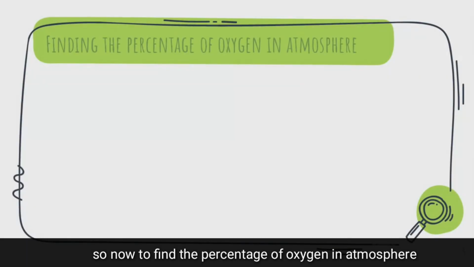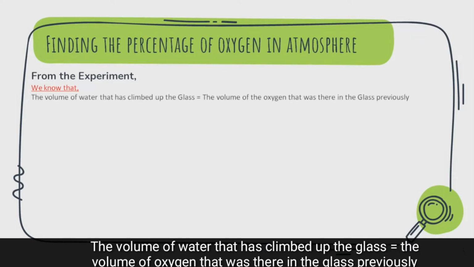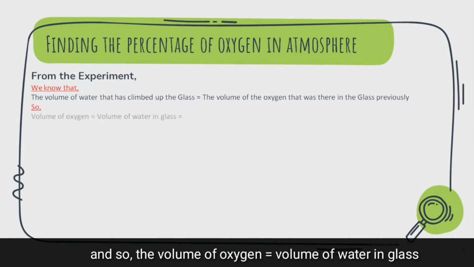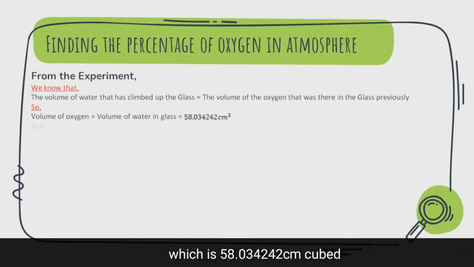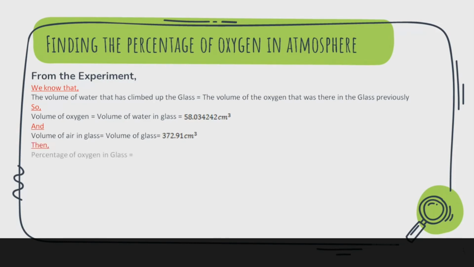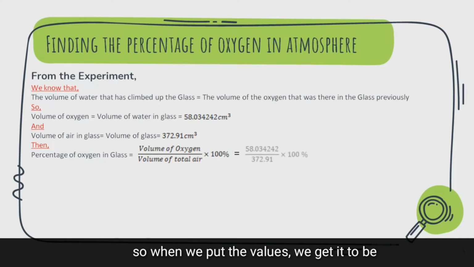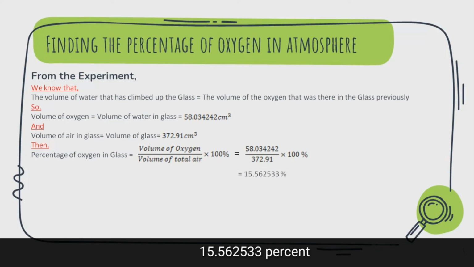So now to find the percentage of oxygen in the atmosphere, from the experiment we have that the volume of water that climbed up the glass is equal to the volume of oxygen that was there in the glass previously, and so the volume of oxygen is equal to the volume of water in glass, which is 58.034242 cm³, and the volume of air is equal to the volume of glass, which is 372.91, and then the percentage of oxygen is equal to volume of oxygen over volume of air times 100%. So when we put the values, we get it to be 15.562533%.